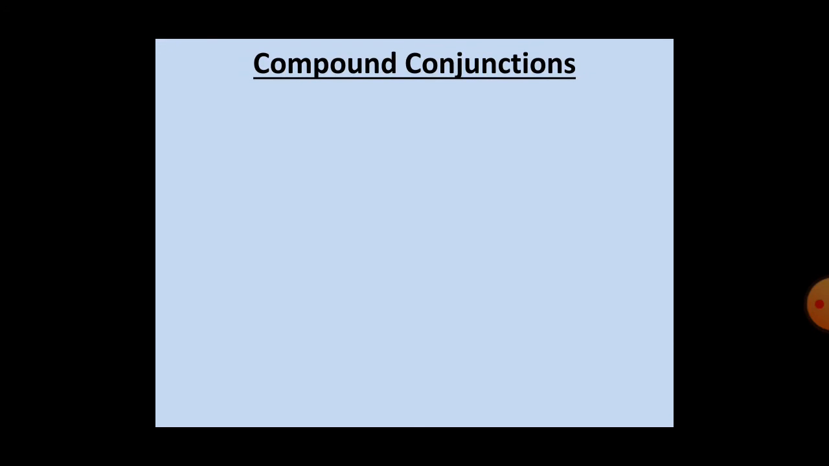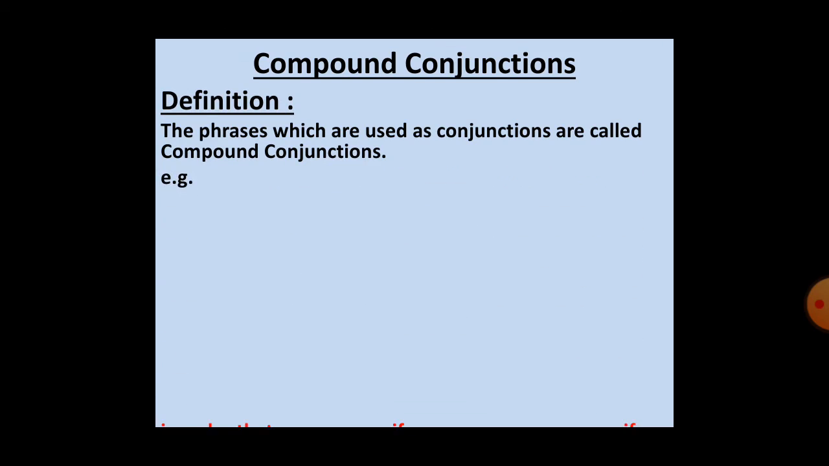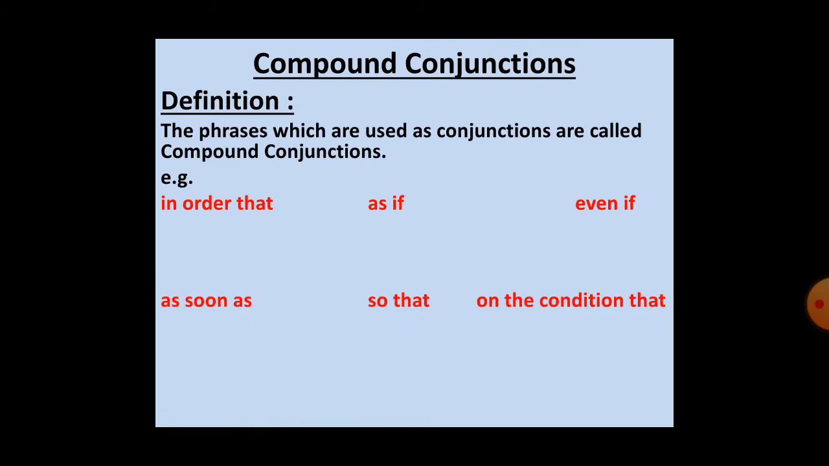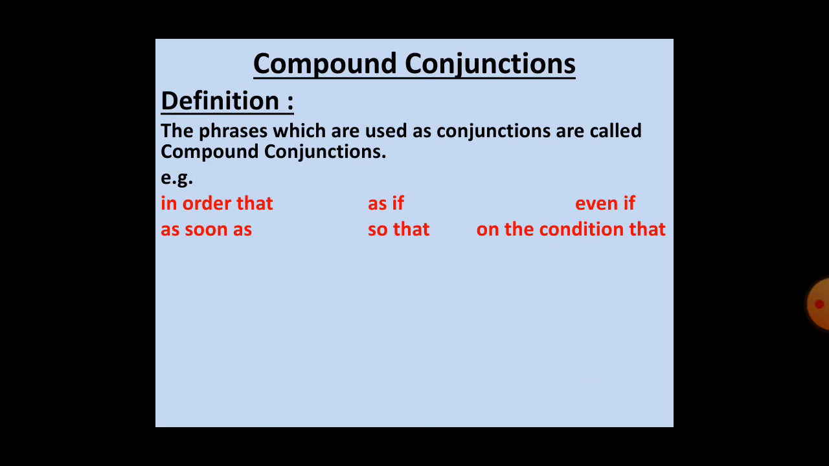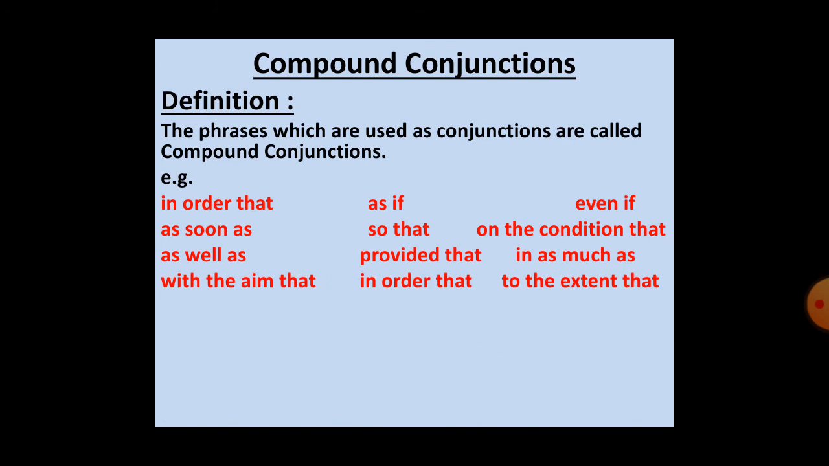Okay, so now compound conjunctions. Actually when two or more than two conjunction words come together and combine phrases or sentences together, that becomes our compound conjunctions. Okay, and the most common compound conjunctions are in order that, as if, even if, as soon as, so that, on the condition that, as well as, provided that, inasmuch as, with the aim that, to the extent that. All these are compound conjunctions.